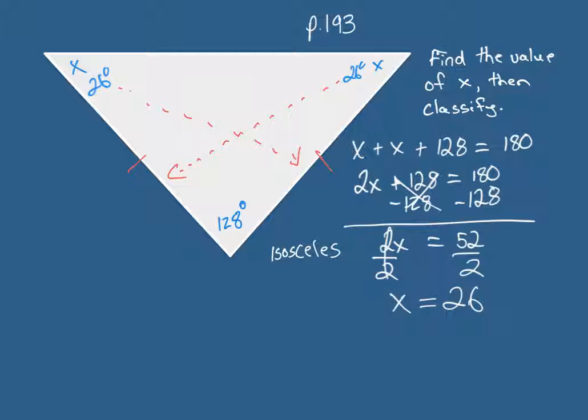The other way that we can classify this is that it's obtuse, because we have one angle, 128, that is bigger than 90, and so this is an obtuse triangle.